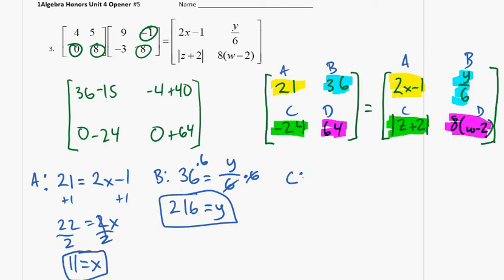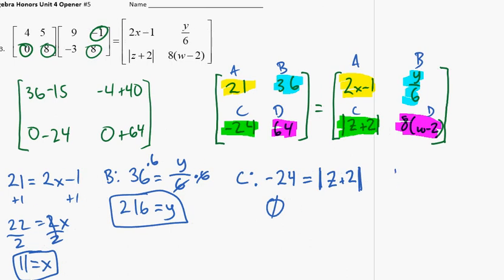Now equation C looks interesting. Negative 24 is equal to the absolute value of z plus 2. Now, fortunately, that's not possible. So there is no solution for z, right? We can't have the absolute value of something being equal to a negative number. So there is no solution for z. That's interesting. And I guess you could solve equation D, but I think at this point we've done sort of the important doing.